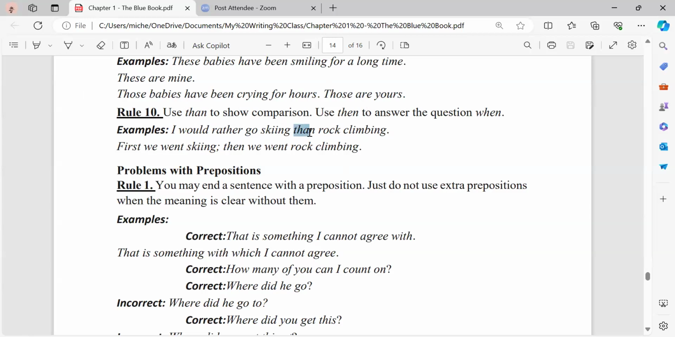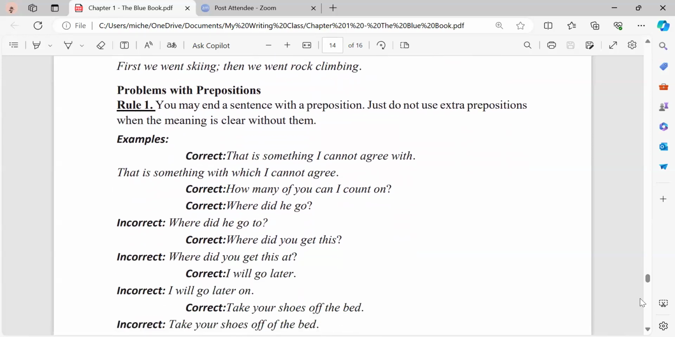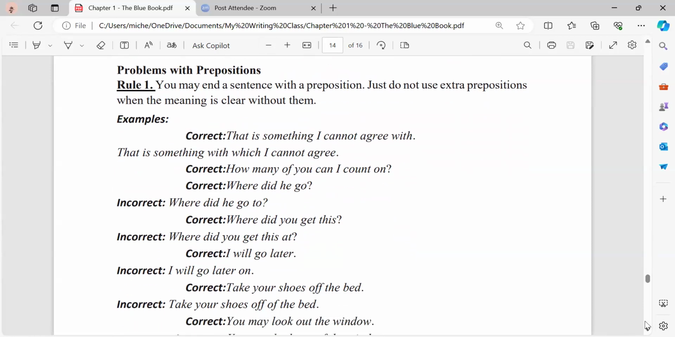So than right here, the one with an A, is to show a comparison. I would rather go skiing than rock climbing. And first we went skiing, then we went rock climbing. So then with the E right here is to describe when. So it is used for time chronology. I hope I'm not going too fast because I'm trying to finish all these materials today so then we can move on to the writing materials instead of grammar, since this is a writing class anyway.